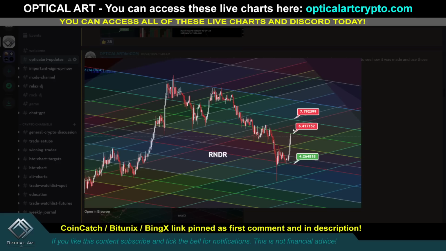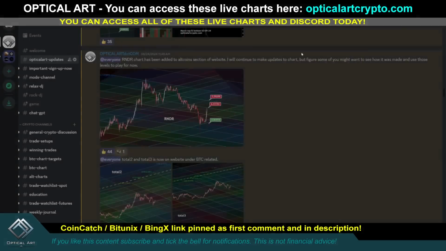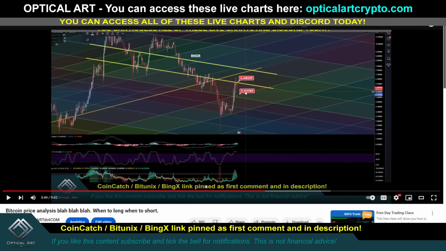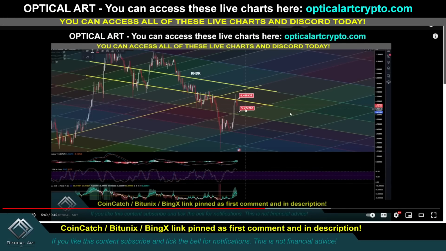Now we did push above it a bit, but the immediate candle stayed below this point and we started dropping. The next key support was down around this area here and here. That was this video I put up, Bitcoin price analysis. I'll put a link to this video now. But your point to short was 6.44. Next support was 5.47.